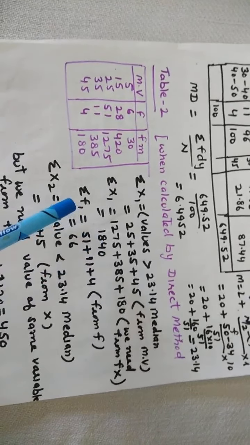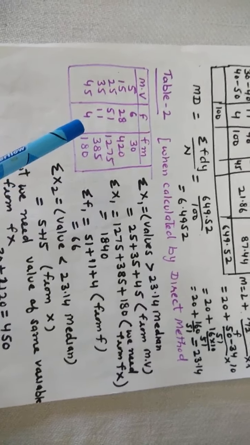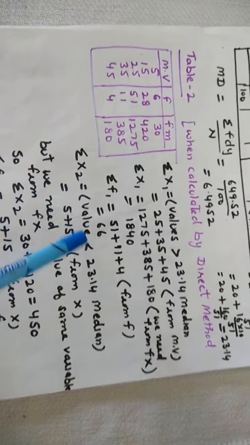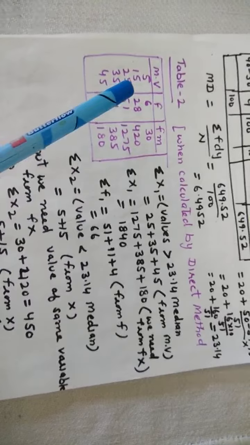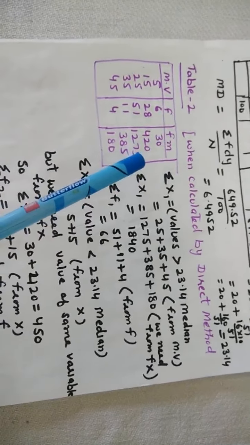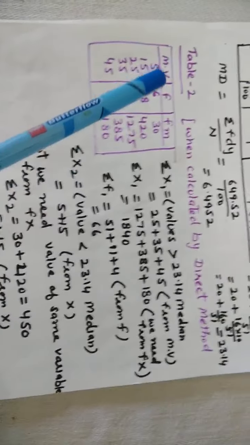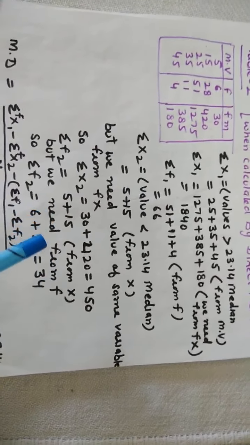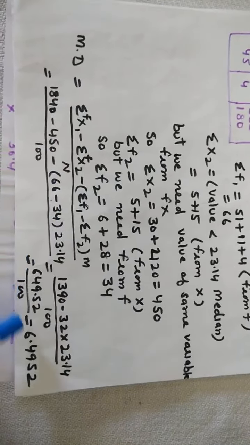And for summation F1, we take these three values from frequency line, 51, 11, and 4, that is 66. Summation X2, value less than 23.14 median. These are 5 and 15. So we take 30 plus 420, that is 450. Summation F2 is 5 plus 15, that is 6 plus 28 is 34. By applying value in formula we get 6.49 as the mean deviation.